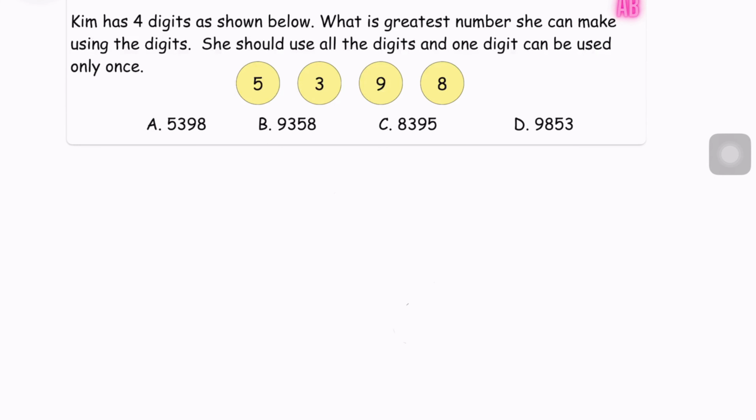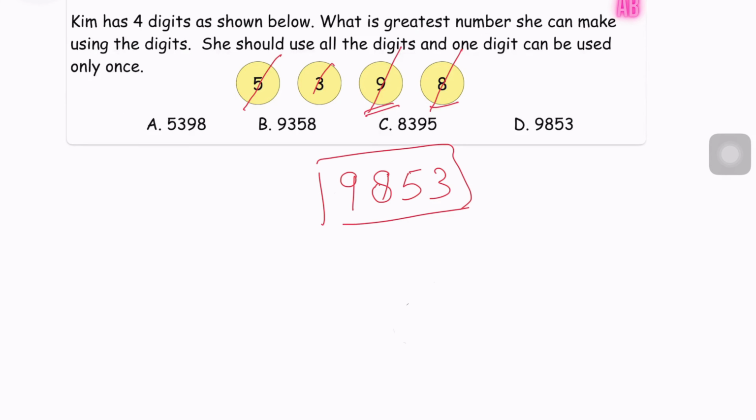Okay. Now we know that if we want to make the greatest number using the digits, then we should pick the greatest digit first, right? So what is the greatest number in these figures? 9. So let's write down 9 first. Then which is the second greatest number? 8. Let's write down 8. Then 5. Then 3. So here is the greatest number which is possible using these 4 digits. Option number is D.